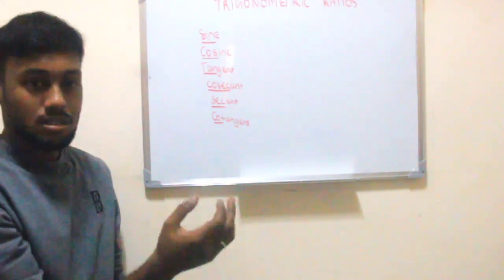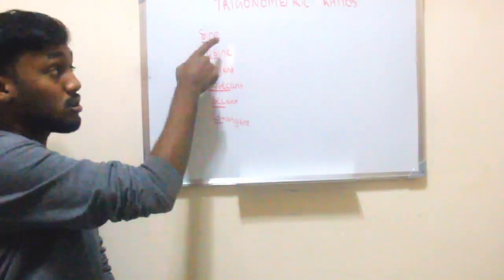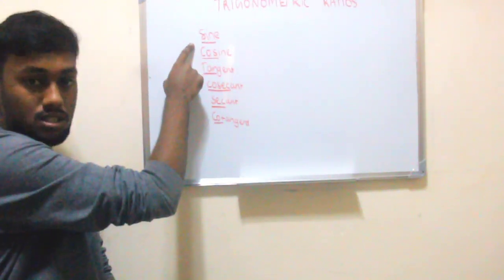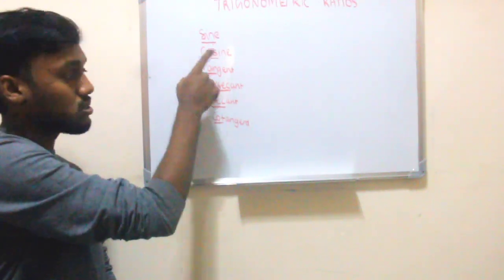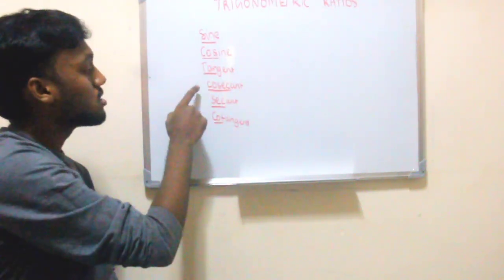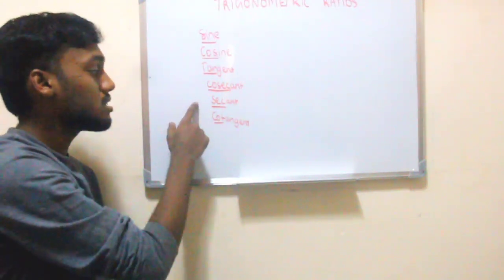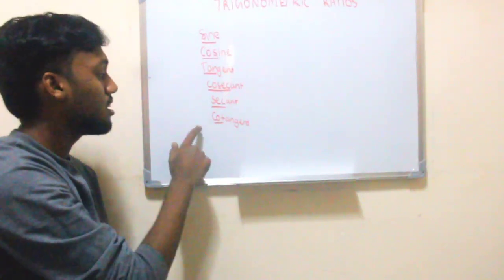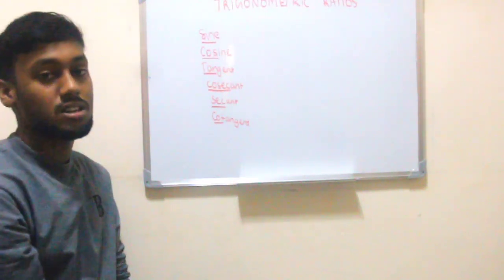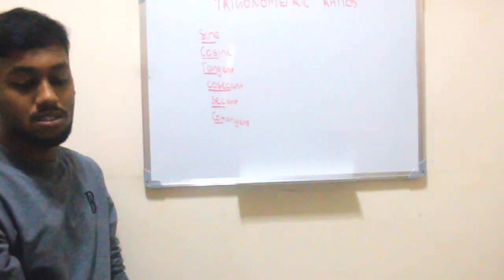To make it convenient, we are only saying sin for sine and cos for cosine. Instead of pronouncing tangent, we are pronouncing tan. Instead of pronouncing cosecant, we are only saying cosec. Instead of saying secant, we are saying sec. And instead of saying cotangent, we are only saying cot. Now let's see what are these 6.